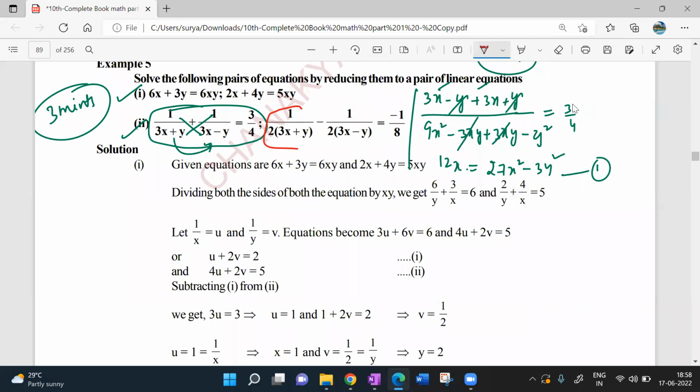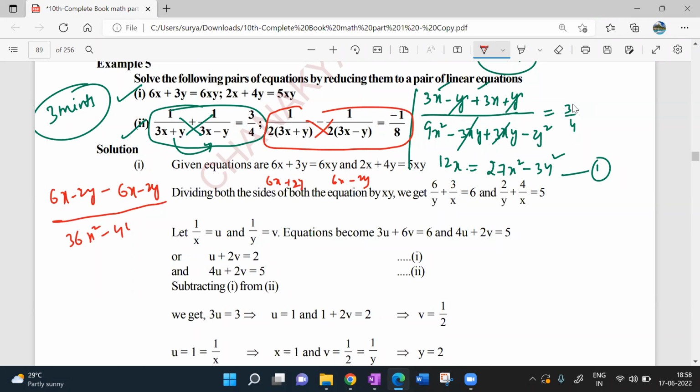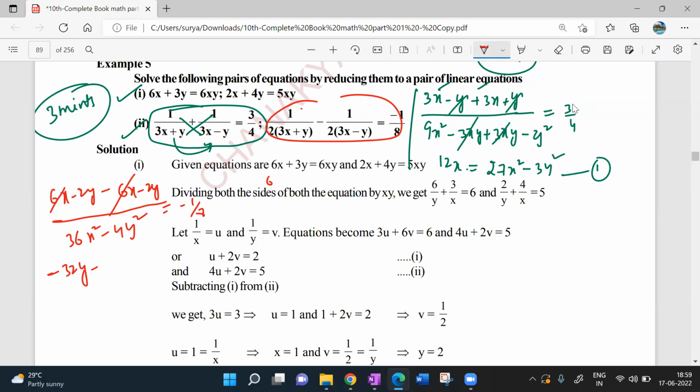Now solving this one. Okay, cross multiplication, this into this. So 6x minus 2y minus 6x minus 2y divided by 6x plus 3y and 6x minus 2y. So 2y. So here 6x square, so 36x square minus 4y square, the denominator part, right? And is equal to minus 1/8. I'm solving this, is equal to minus 1/8. Now 6x, this will get cancelled. So minus 32y is equal to minus 36x square plus 4y square.